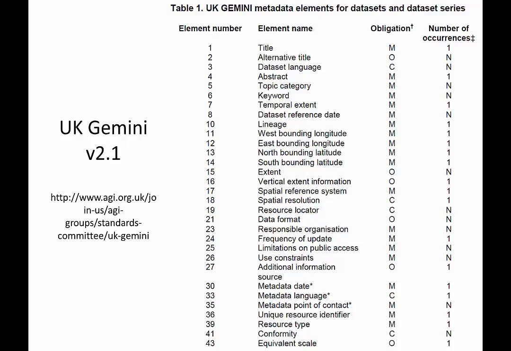So either one or many relationships between the element and the number of items that go with each element. Okay.